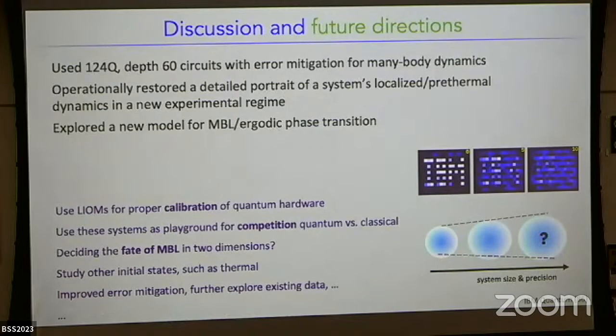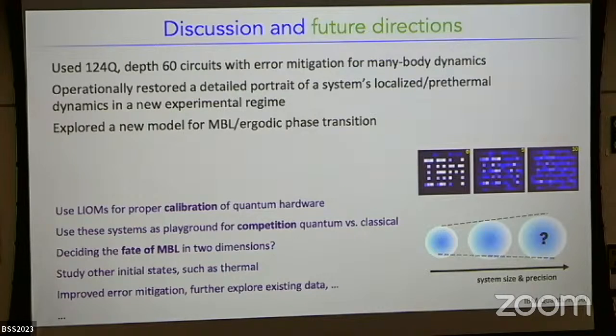So what does this tell us? To me, at least, it says that you can start to use 124 qubits, depth 60 circuits on quantum devices by using all of these composite error mitigation techniques to begin to look at many-body dynamics in regimes that get harder and harder to understand classically. At least I can't simulate it, but again, I'm sure you guys can. We uncovered the picture of what these integrals of motion look like for this new model.